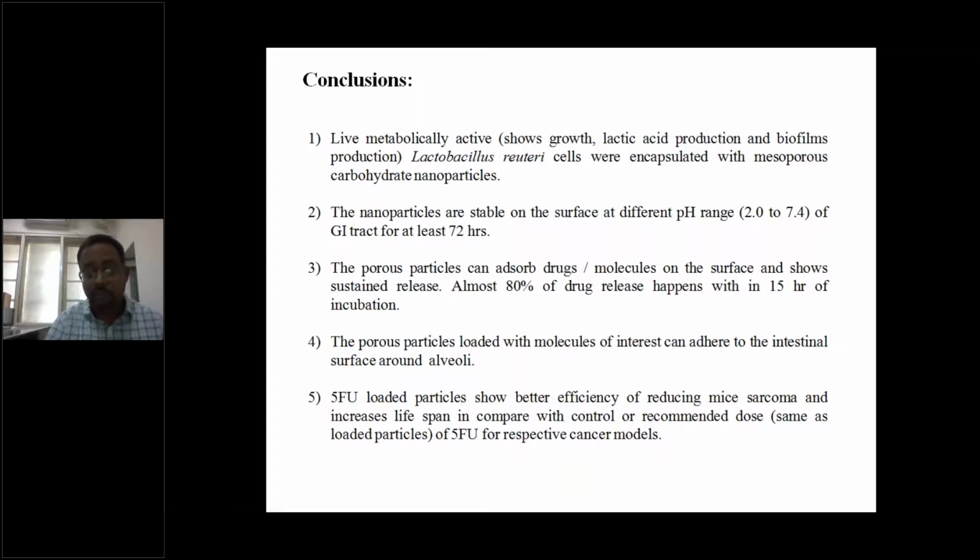And especially when you're talking about anti-cancer drugs, the reduction of side effects is very important. Most of the drugs are applied through the intravenous route. Very few drugs actually get applied through your oral route because they have a lower absorption rate. But with this formulation, probably we can change the scenario.